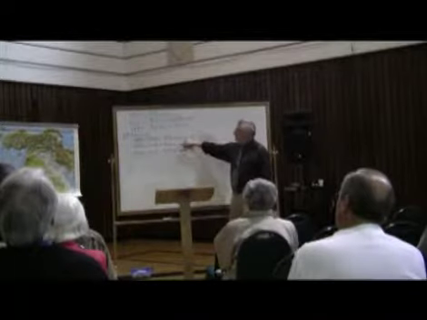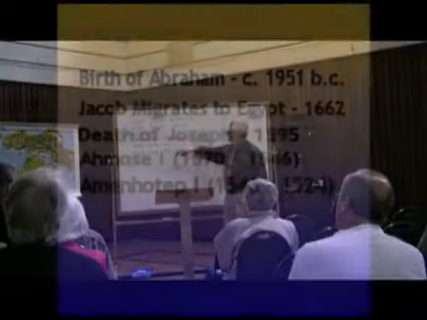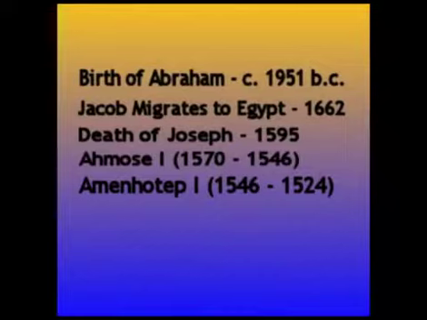He rules for about 24 years. Is that right? Yeah, 24 years. He's followed by a guy named Amenhotep I. Don't know much about him, but he seems to be the pharaoh now who is going to be a player in the story we look at this morning.